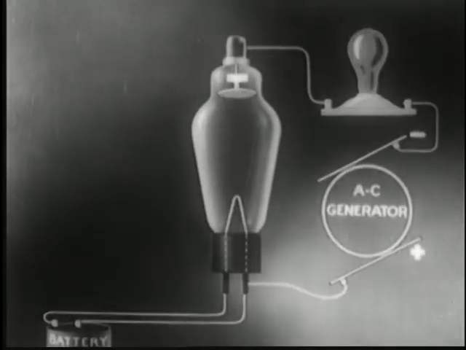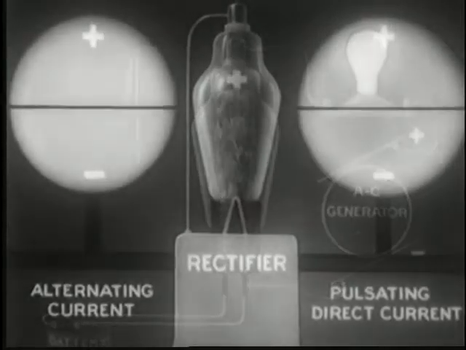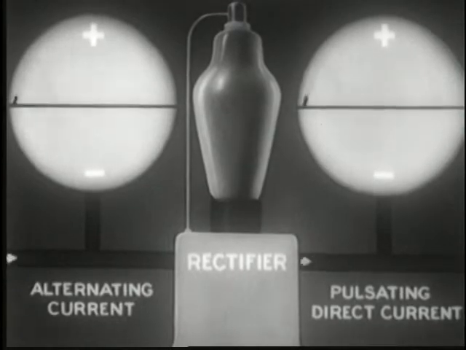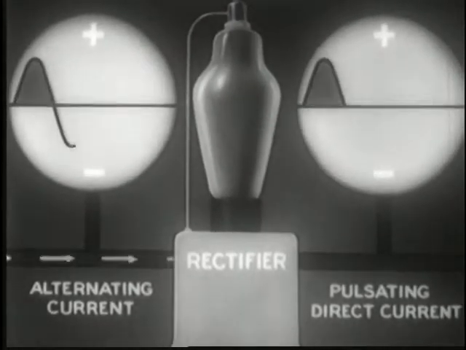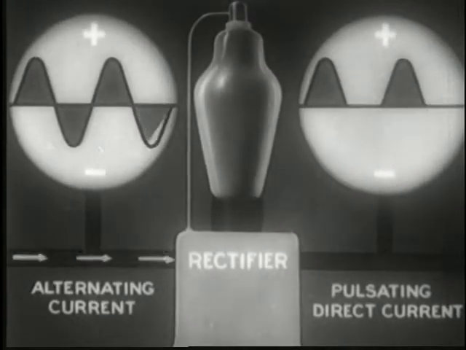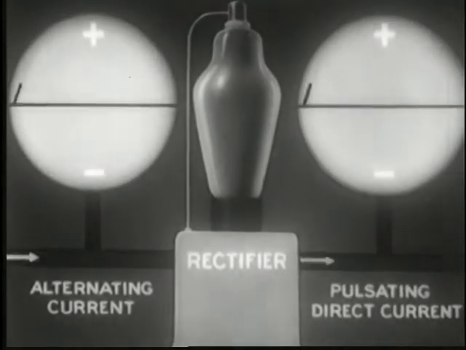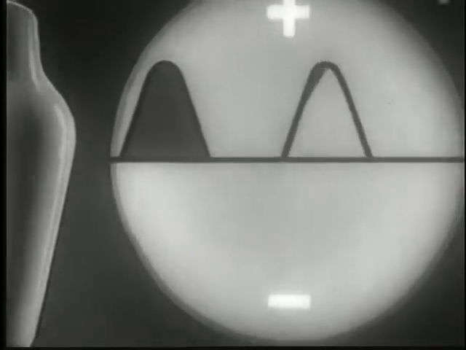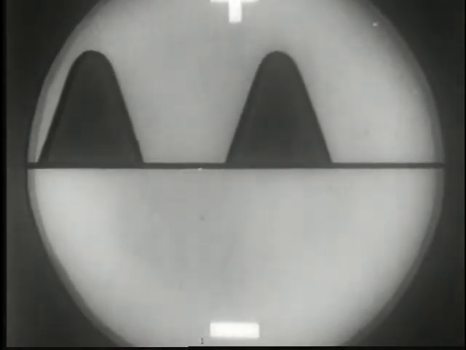We can visualize the result of the tube's rectifying action with the aid of these 2 oscilloscopes. The one on the left shows alternating current coming in. The one on the right shows pulsating direct current going out. The applications of this basic rectifying principle are many and important.